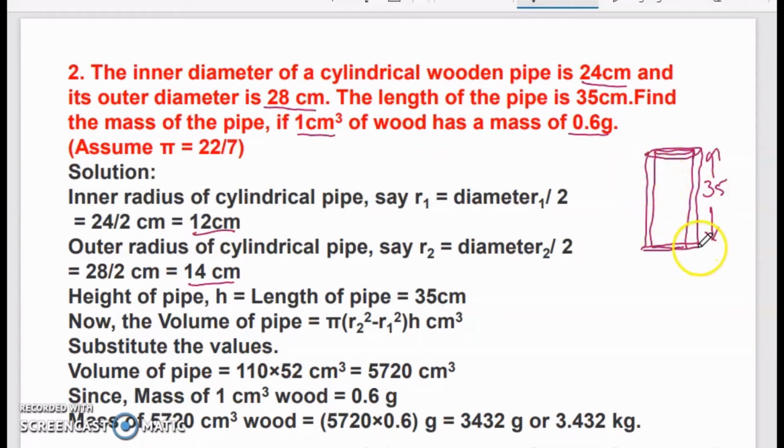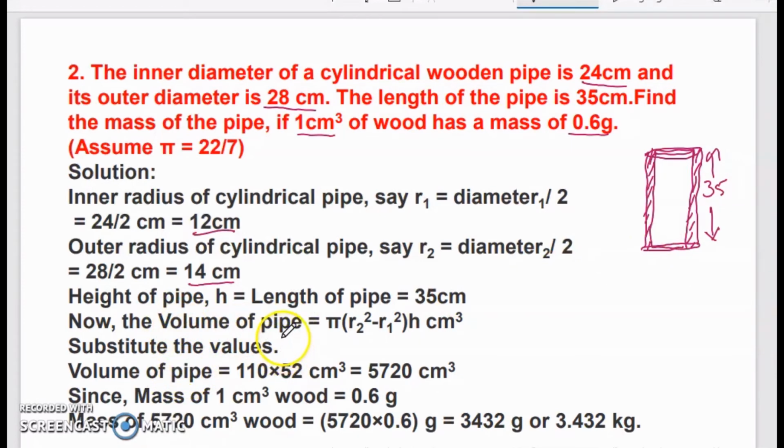So volume of the wood, for that you will have to find the outer volume minus inner volume. Because it's a hollow wooden pipe. Where is the wood used? Wood is used only in this much portion. This is the wooden portion. Rest of it is hollow. So the mass will depend on how much wood is used in this. So you have to find the volume of the wood that is used in making this pipe. So that will be outer volume minus inner volume.